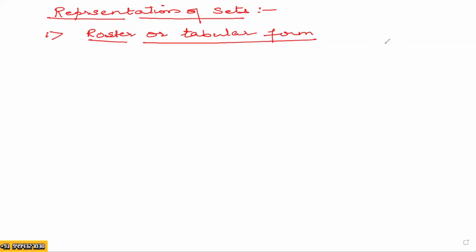So in this form, we write all the members of the set within the braces, or within the curly brackets, and we separate them by using commas, as generally we are doing. Suppose I'm writing any set A: 2, 4, 6, 8. So this is your roster form, or tabular form. Clear?